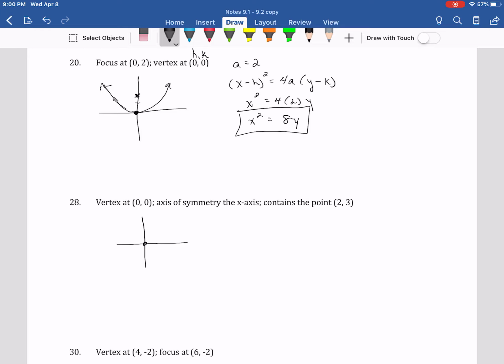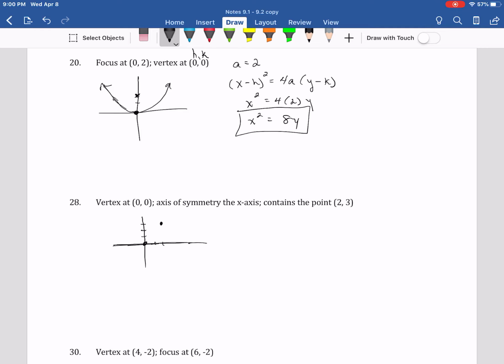So vertex right there at the origin. 2, 3. 1, 2, up 3. Graph goes through this point somehow. How is it going to make that happen? Once again, you know the axis of symmetry is the x-axis. So a parabola is always symmetric about this line that cuts through the vertex, right? So in this case, the axis of symmetry, that line that cuts through the vertex, is your x-axis.